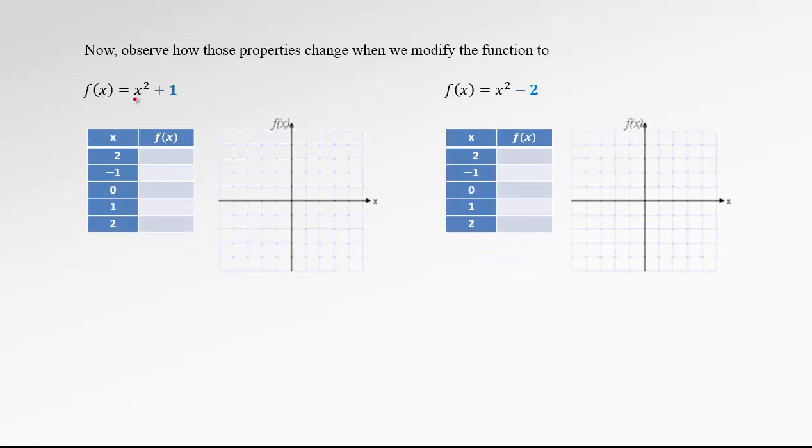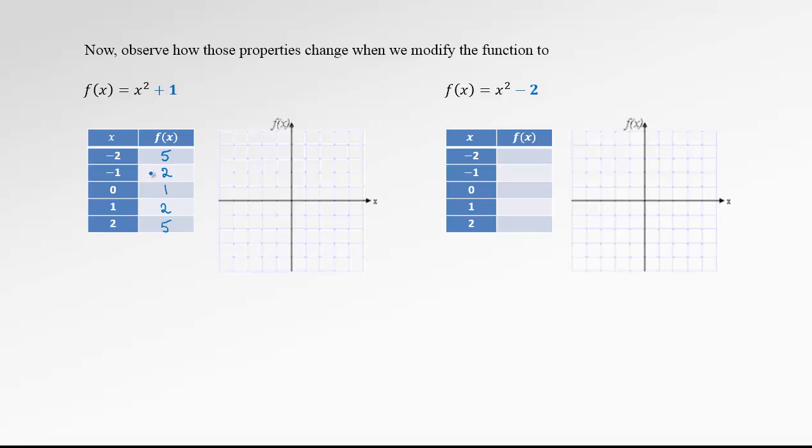Now let's observe how those properties change when we modify the function to, for example, x squared plus 1. Again, let's help ourselves with the table of values. We can check the same x values: 0, 1, -1, 2, and -2. When we square -2, we get 4, but then plus 1, it's 5. Now, -1 squared becomes 1 plus 1, that's 2. 0 squared is 0 plus 1, it gives us 1. 1 squared is 1 plus 1, which is 2 again. And we can predict that for 2 the value will be 5. Check it on your own.